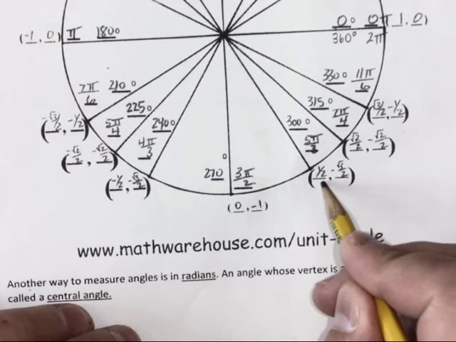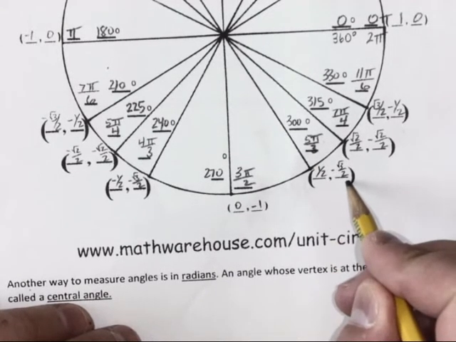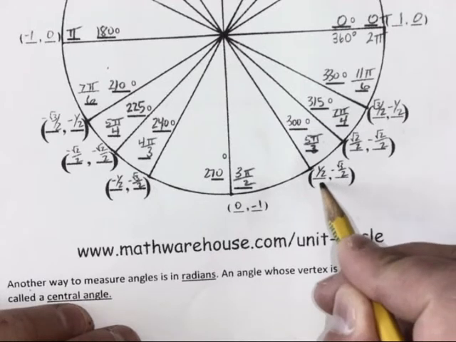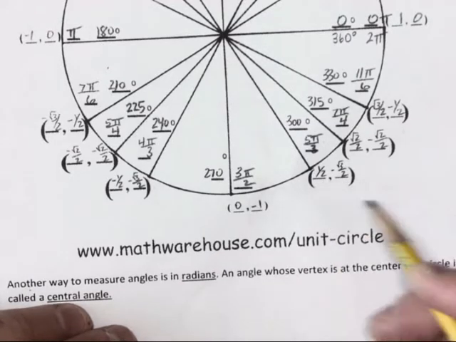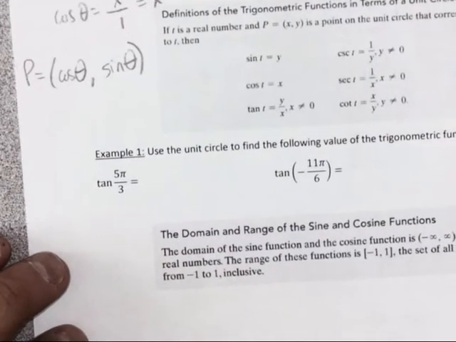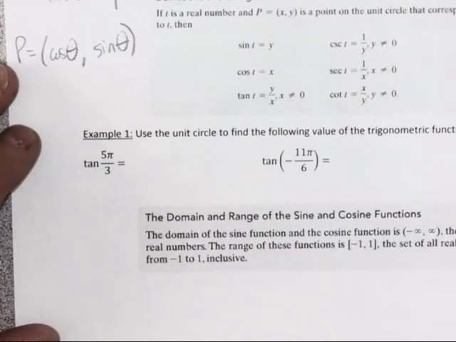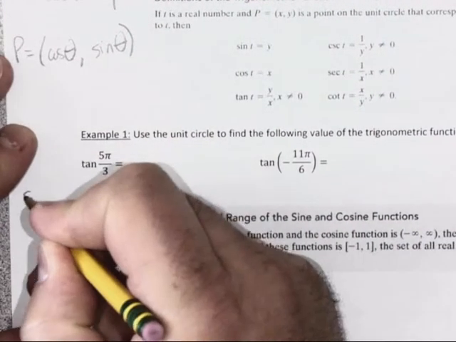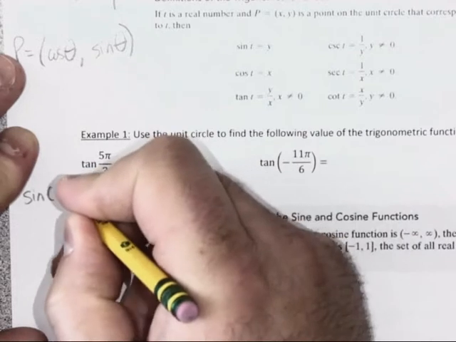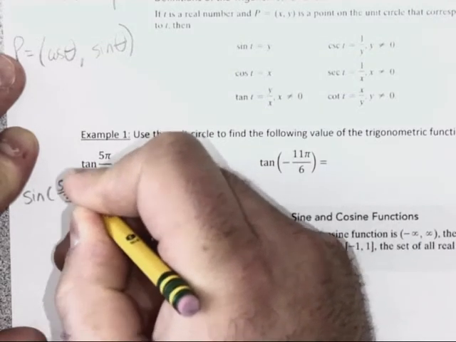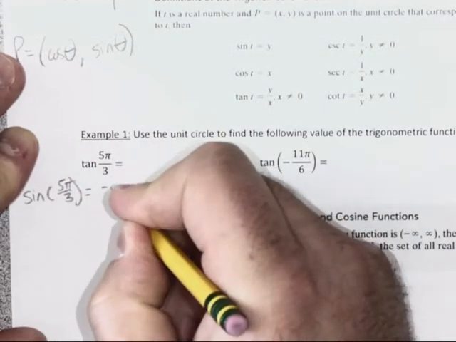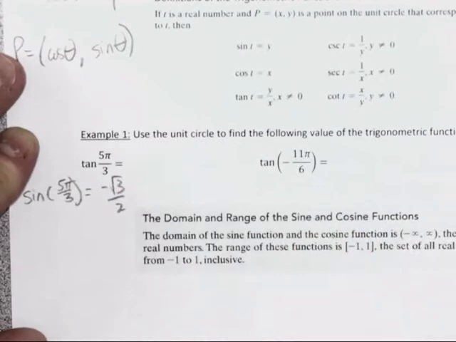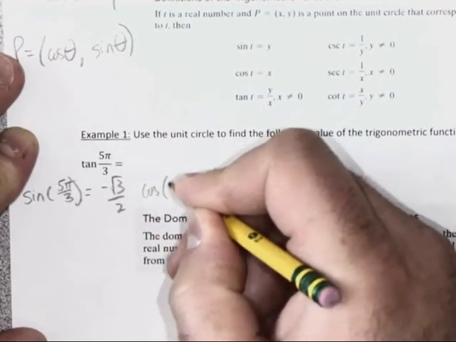So I know that the sine of 5 pi over 3 is negative root 3 over 2, and the cosine of 5 pi over 3 is 1/2. Okay, so I'm going to write down that information, and that's coming from the unit circle that we created.